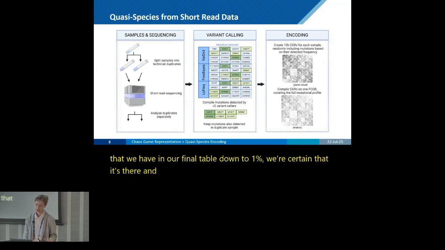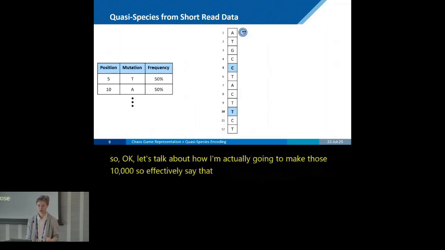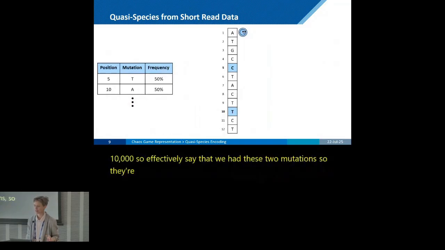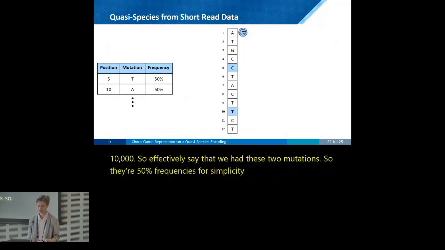And then basically I'm going to make 10,000 CGRs, stick them all together, so that way I have a good representative of all the possible combinations. But okay, let's talk about how I'm actually going to make those 10,000. So effectively, say that we had these 2 mutations. They're 50% frequencies for simplicity, but my program does actually do this in a frequency-dependent manner.